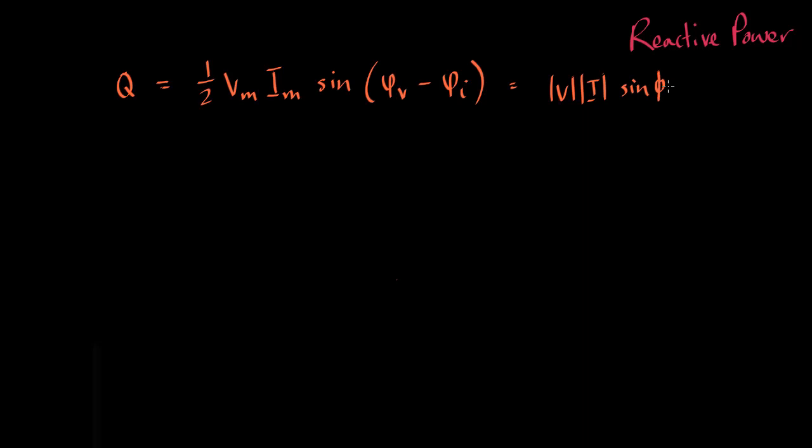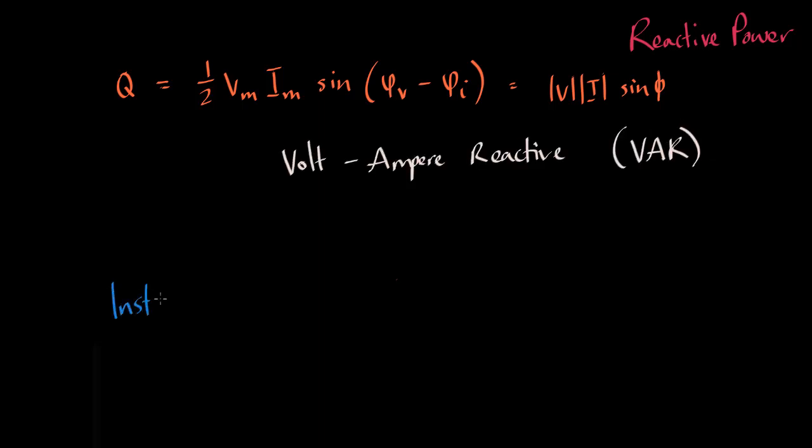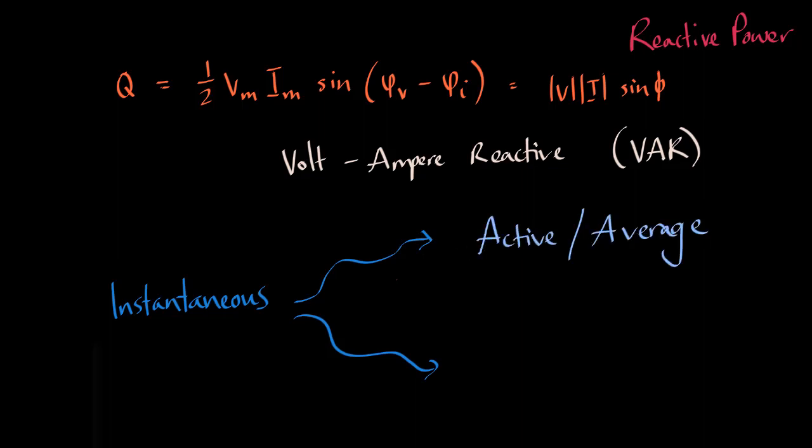The unit of reactive power is the volt-ampere reactive, VAR. So, to recap, we've learned so far in power that instantaneous power boils down into two different types: active or average power and reactive power. The first is a continual transfer of active power, and the second is purely oscillatory and does no useful work. This brings us to the unifying concept of complex power.